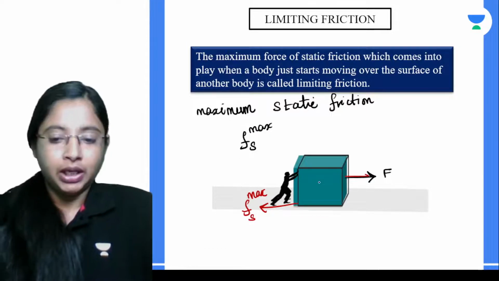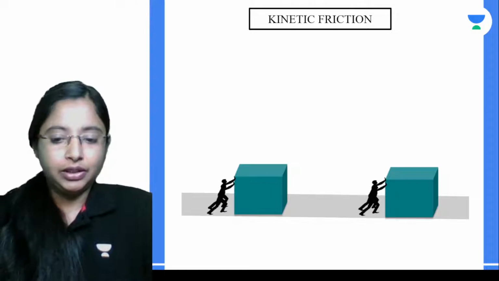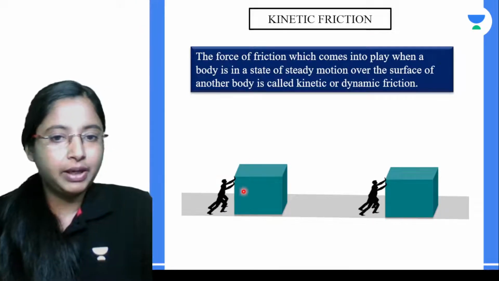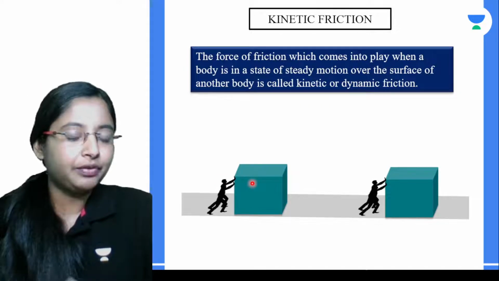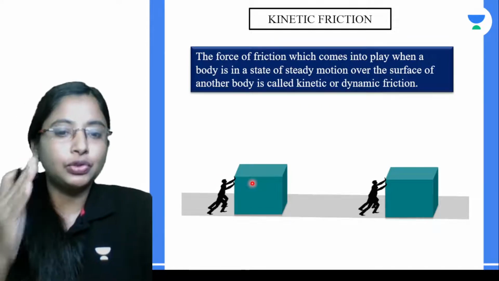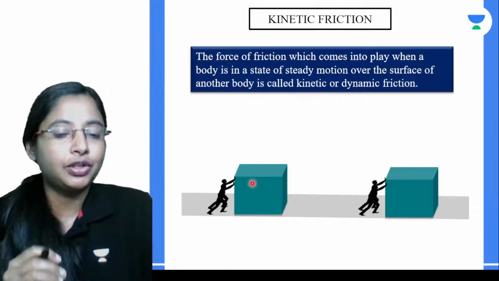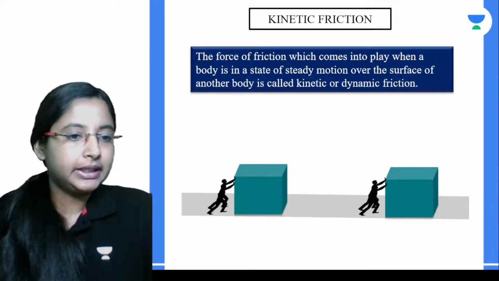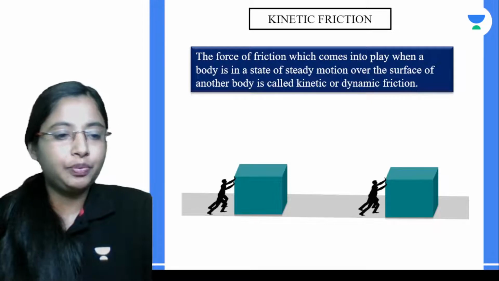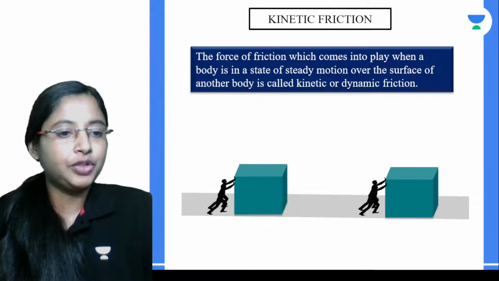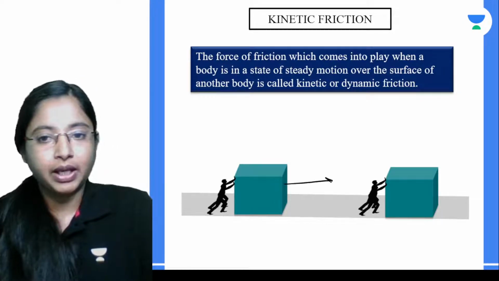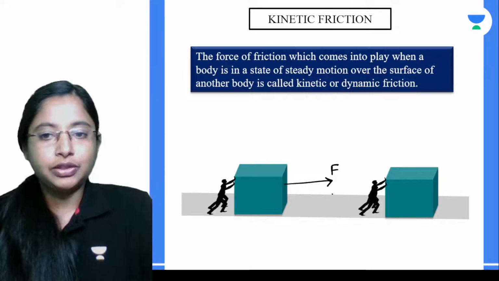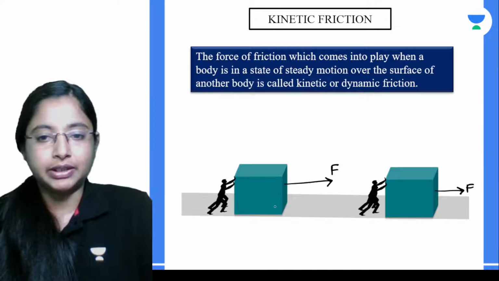Now let's say you apply some more force. Initially, as you applied the force, the object was at rest, so there was static friction. Then the object began to move, so what came into the picture was limiting friction. For the applied force, the object starts to move, right? So in this case the object is covering some distance.